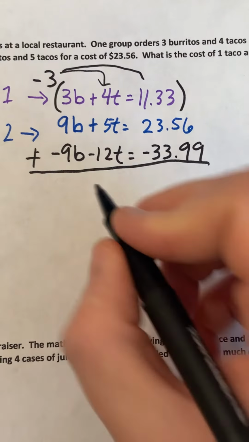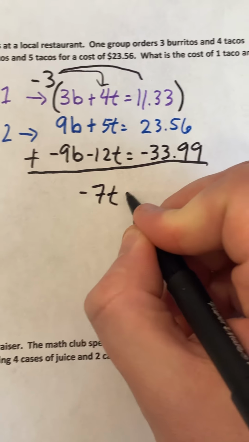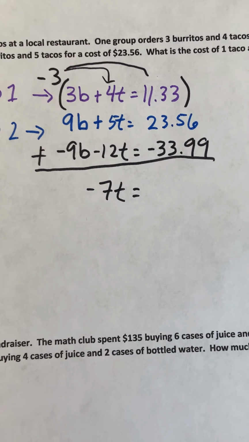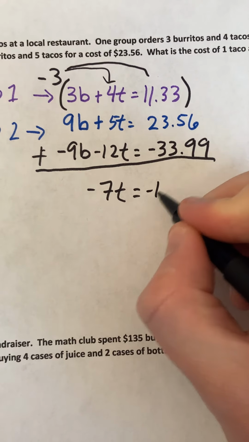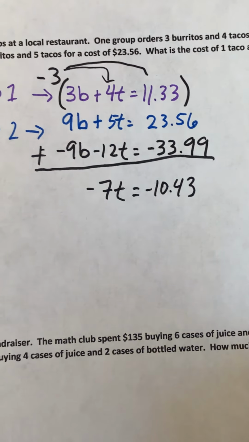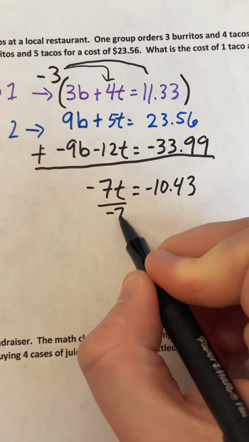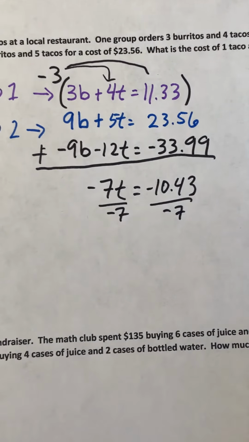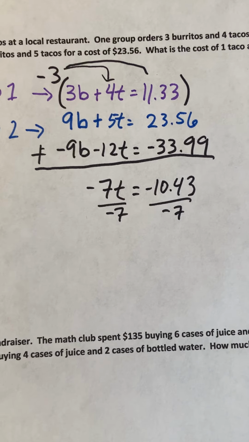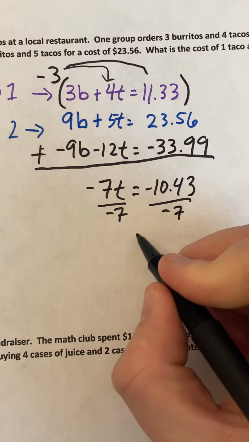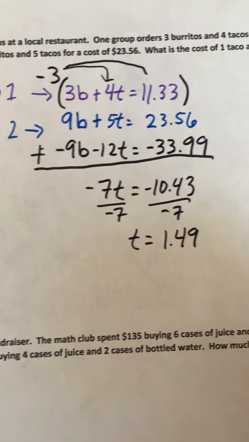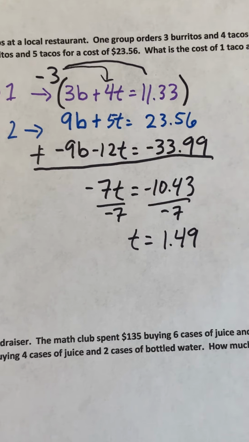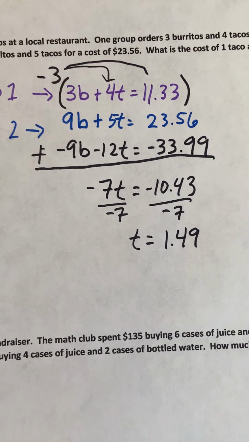5 plus -12 is a -7t. And we have -3399, and we are adding that to 2356, which tells us -10.43. I want to divide both sides through by -7. So that -10.43 divided by -7 is, t is equal to 1.49.